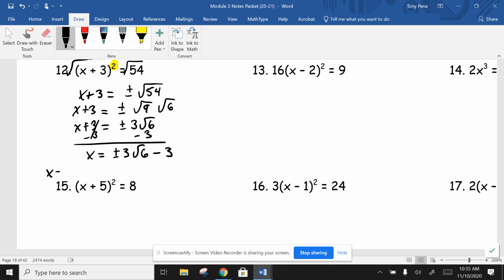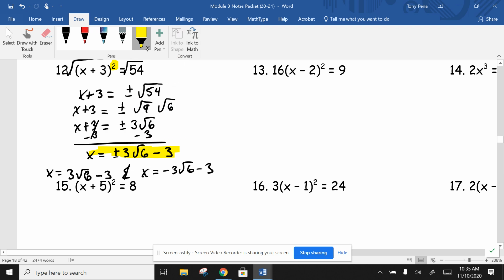Now, since we're just kind of learning this, here's what this just means. I'm going to take a positive 3 root 6 and subtract 3. And I'm going to do a negative 3 root 6 and subtract the 3. So this expression here means the exact same thing as these two in blue. So if you wanted to write it as one answer, then you can write it in the yellow. That's totally fine. If you want to show that there's two completely separate answers, then you could take the yellow and break it down into the two blues.